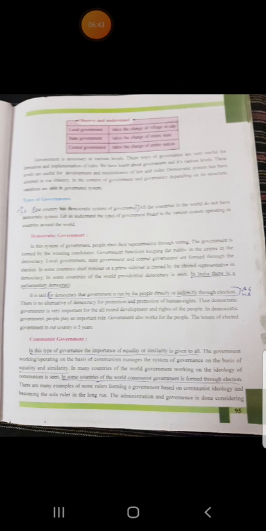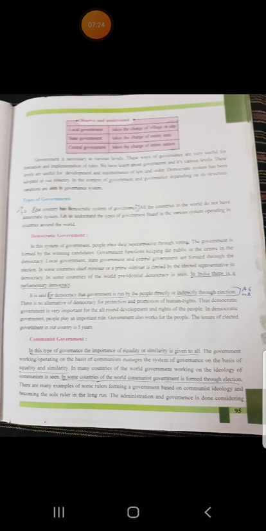These ways of governance are very useful for the formation and implementation of rules. These three levels of government are very useful for the implementation of rules, and also for the formation of rules. We have learnt about government and its various levels. These levels are useful for development, for progress, and for the maintenance of law and order.